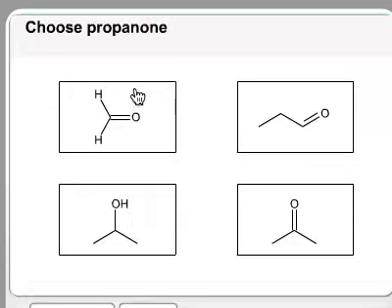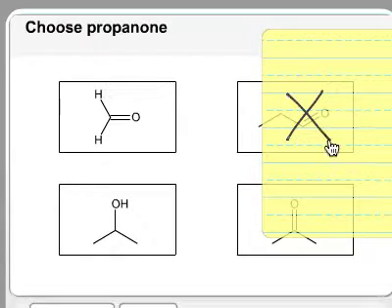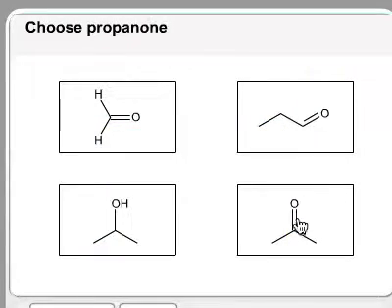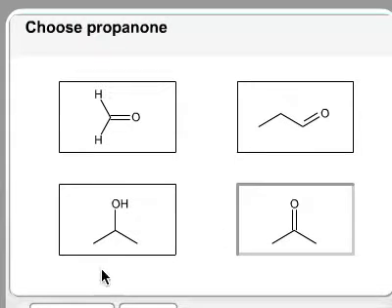This one here is not a ketone. This is not a ketone either. That carbonyl group's on the end. It's an aldehyde. This is an alcohol. So the only one that's even a ketone is this one, and 1, 2, 3, it's propanone, has 3 carbons. So that is reset, and that is my answer. Right?